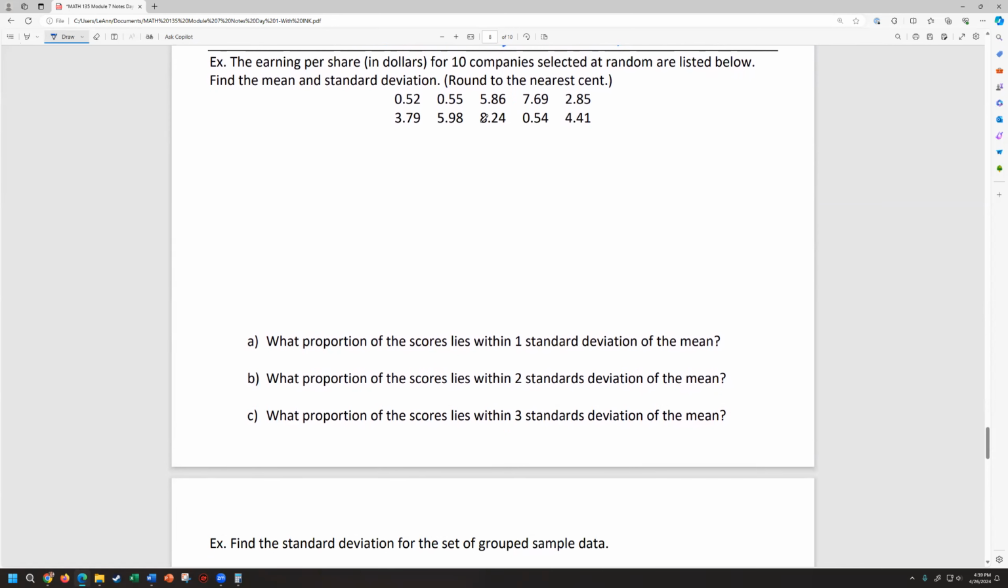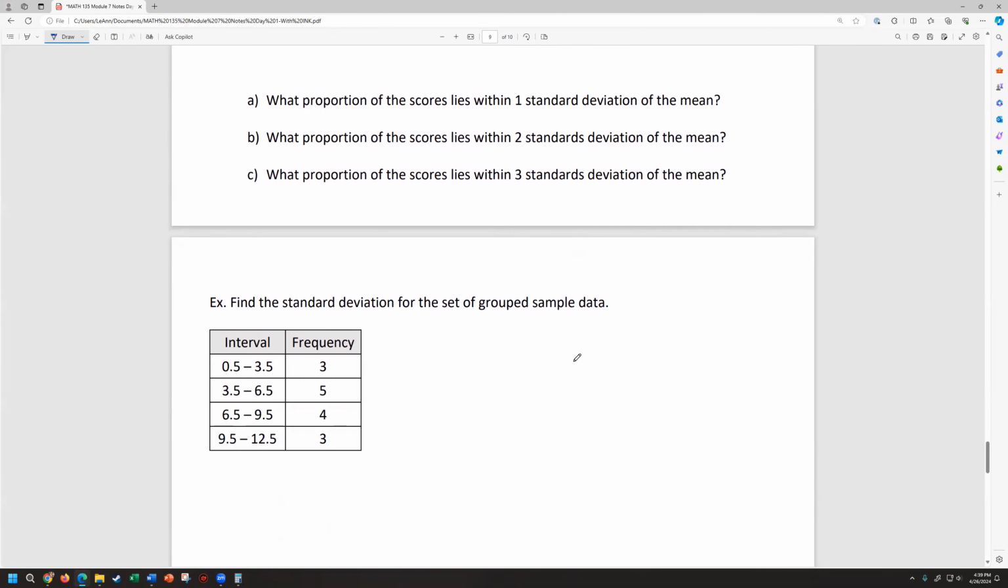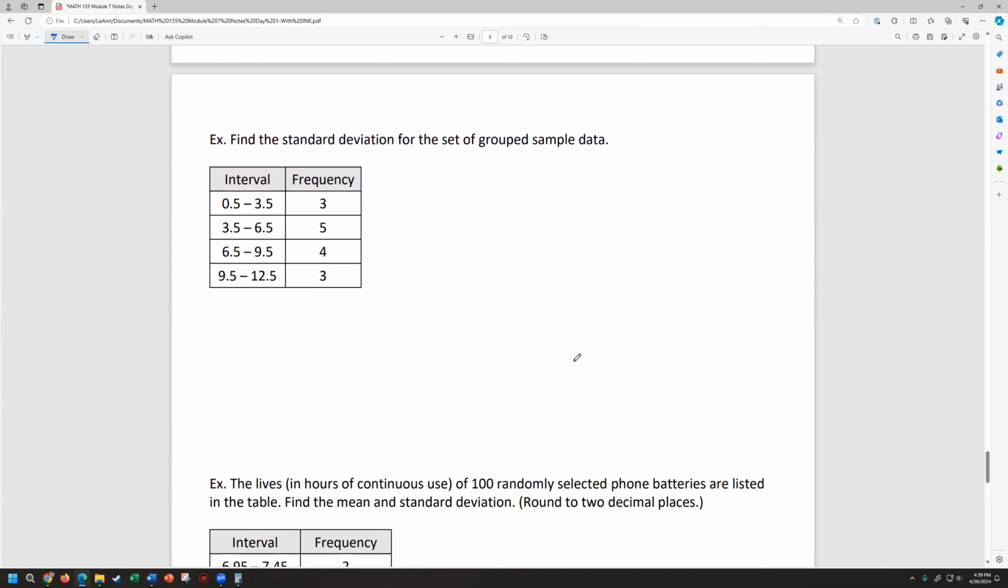Okay. So let's go, because it's the exact same problem type. We're just dealing with 2 decimal places, so we're rounding to 2 decimal places as well. And they still have you do what's the proportion in each part. Okay. All right, so that leads us into what do we do if they give us grouped data?